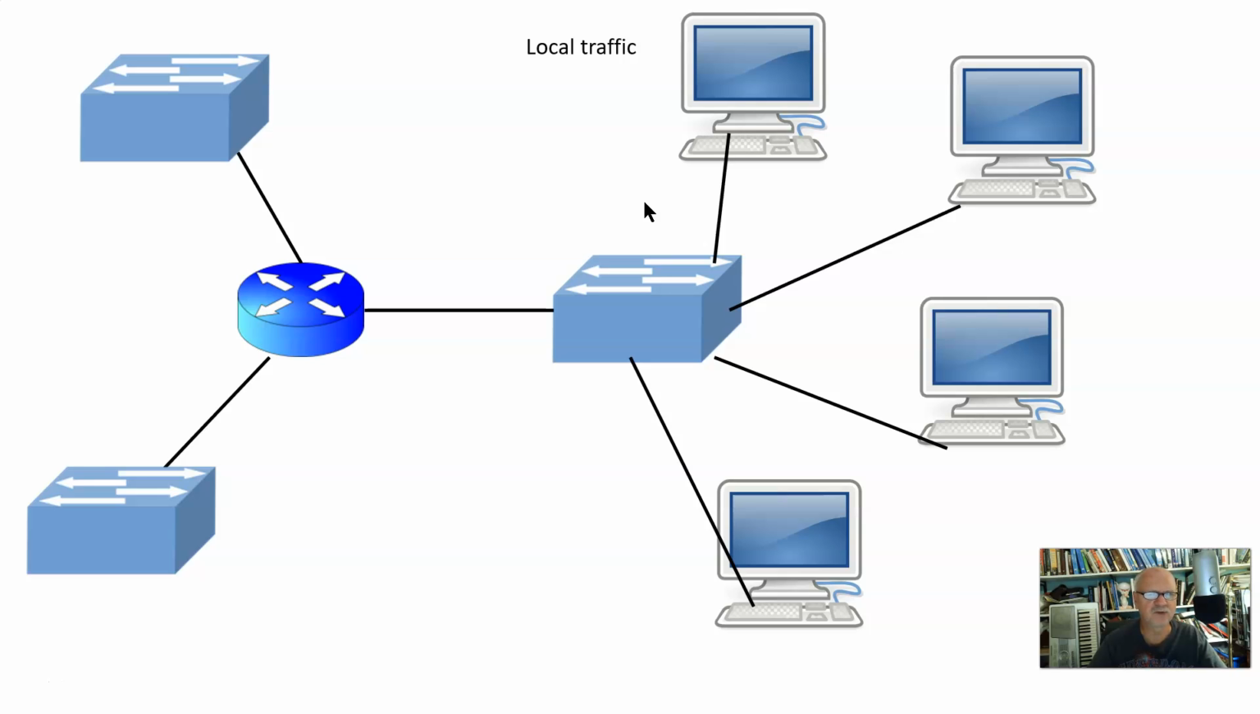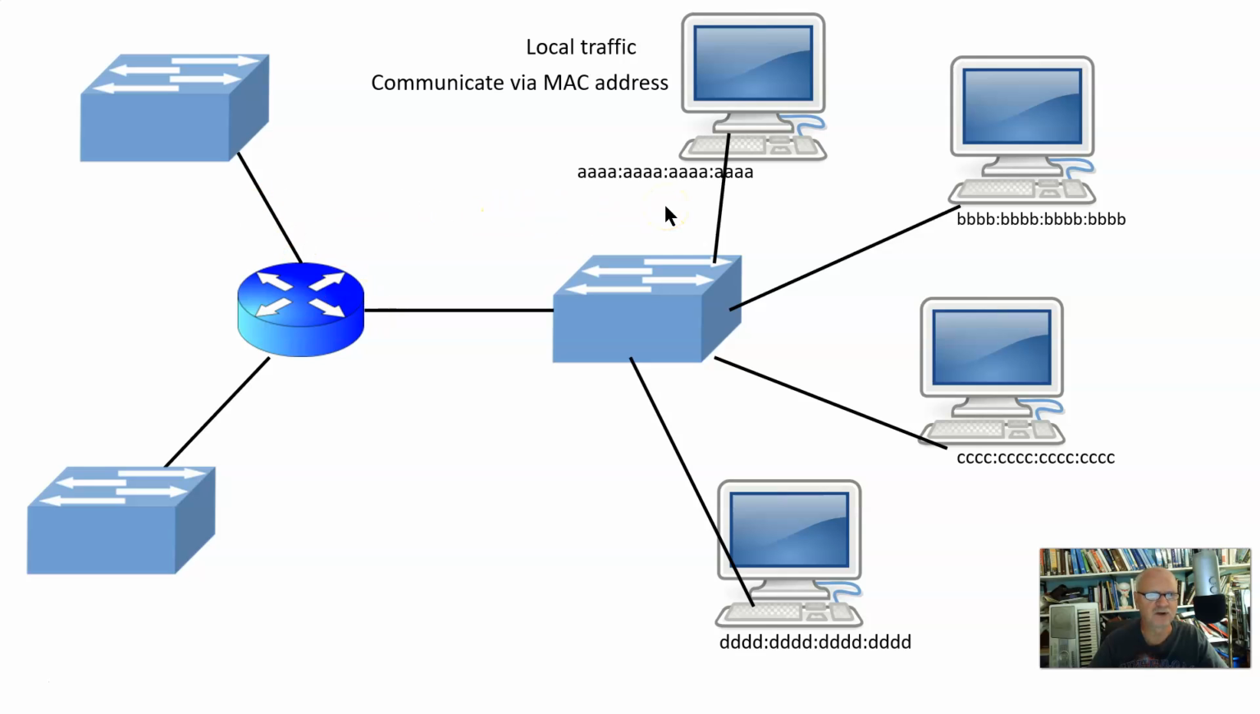Well, they don't do so using an IP address because that is for network-to-network traffic. They do so using the MAC address. So here's the MAC address, and it's 6 bytes long, and if this computer wants to talk to this computer, it would address it by this MAC address. It would send that information to the switch saying who it wants to talk to, and the switch in turn would send it on down to this computer.